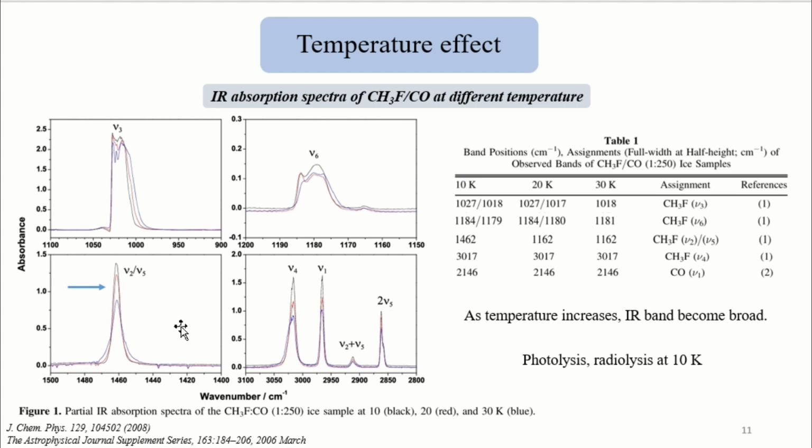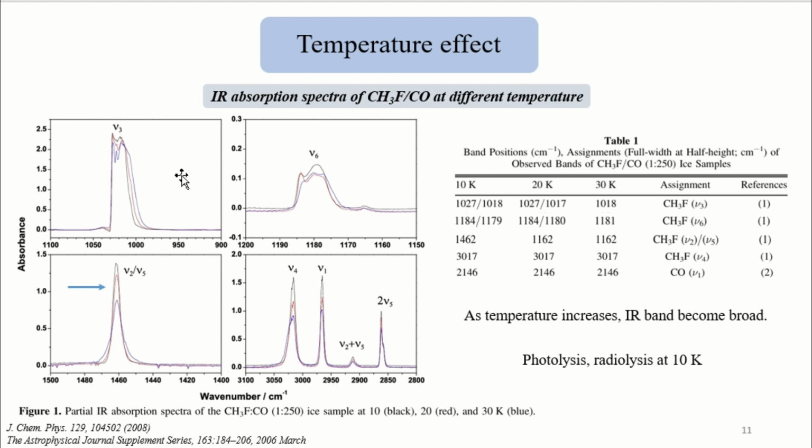You can see that the absorption spectra at 10 Kelvin and 20 Kelvin are similar, but after 30 Kelvin, the CO started to sublimate, so the methyl fluoride may cluster together or diffuse, so its band position and bandwidth are different from 10 and 20 Kelvin.